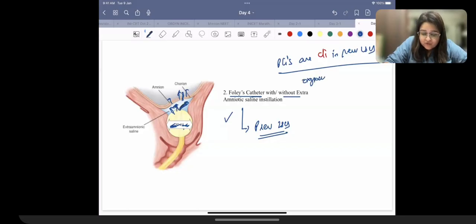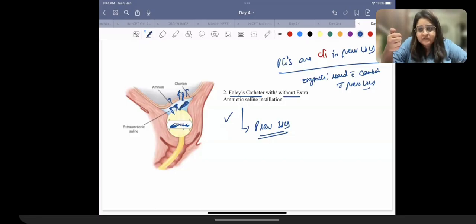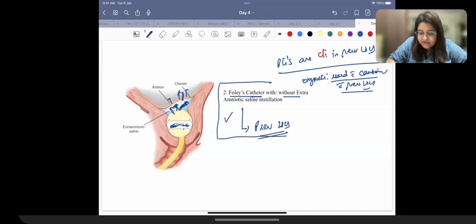Oxytocin also has been recommended to be used with caution in a patient with a previous LSCS. With oxytocin, you can control the drip rate. You can stop the infusion if you feel the contractions are too much. You can adjust the rate and adjust the contractions, but still it is to be used with caution with previous LSCS. So the best method in a patient with previous LSCS is mechanical induction, that is a Foley's catheter.